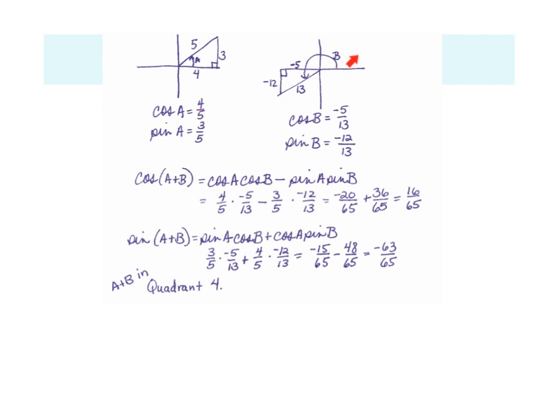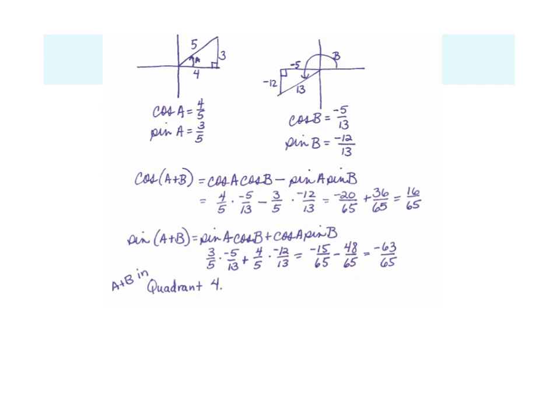B was in the second quadrant, and I had cosine of b, that was negative 5 over 13, x over r, negative 5 over 13. Sine of b, using the Pythagorean theorem, I know this must be negative 12, so sine is negative 12 over 13, opposite over hypotenuse. Now I'm plugging into each of these formulas. I have all the values I need. Plug in, put it in my calculator, I should get 16 over 65. For sine of a plus b, same kind of idea, negative 63 over 65.